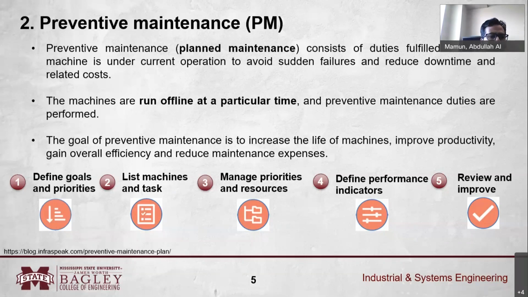For example, initially we define a goal or priority of maintenance work in a plan, and then we make a list of tasks: which machine should go first, which one should be checked initially, and then it follows in order. And these are about managing priorities and resources. So it covers the priorities of which machine should go first and which should go last, and also the manpower who will be conducting this maintenance work.